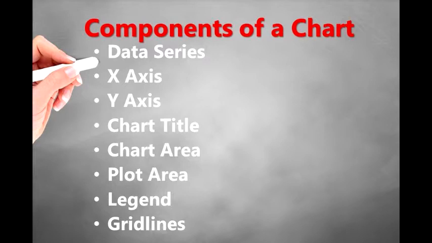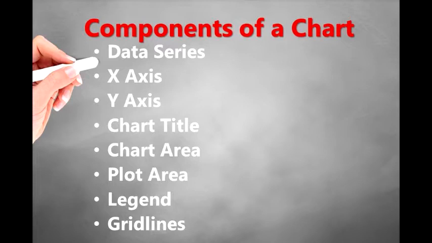So what is a data series? Data series refers to the data entries from which a chart is derived. X-axis is the horizontal axis of a chart and is also known as the category axis. Y-axis is the vertical axis of a chart and is also known as the value axis.